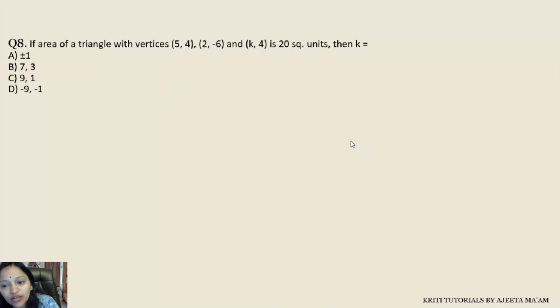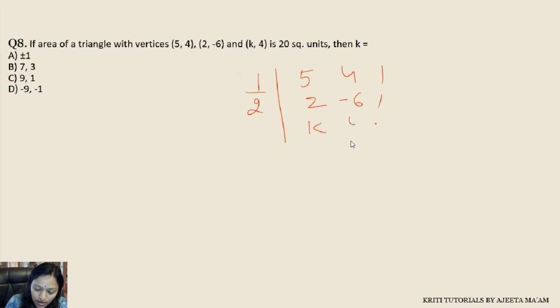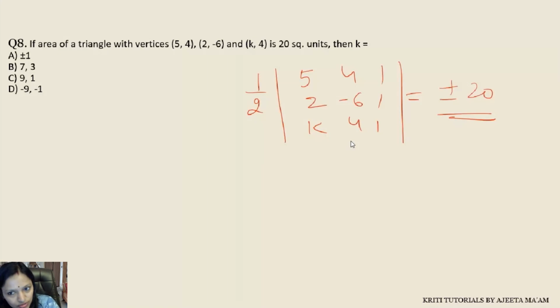Now if the area of the triangle is 20 square units, find the values of k. Now what is the formula for the area of a triangle? Half into the determinant 5 4 1, 2 minus 6 1, k 4 1. And what is its value? 20. But it can be plus minus 20, because the value we take is the absolute value. Since 20 square units is given, you can calculate the value from both plus and minus. That is why two values are given in the answers. So don't get confused. Now here the half is important, because 2 will be multiplied with 20. So we get plus minus 40.